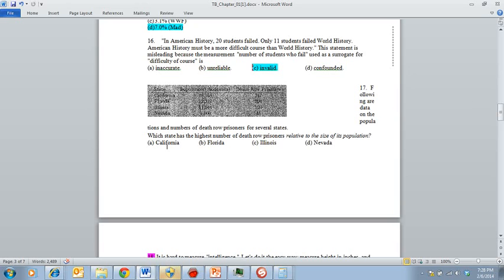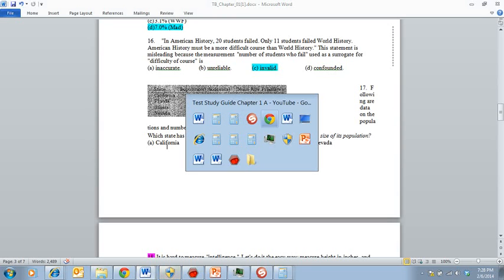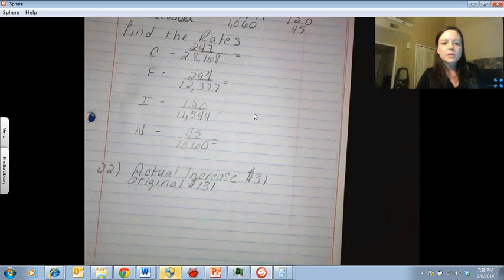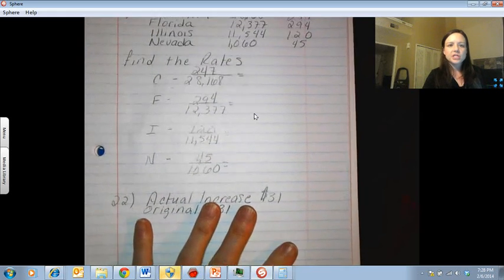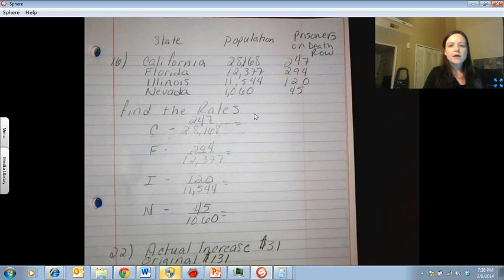It says, which state has the highest number of death row prisoners relative to the size of its population? I'm going to go back to my paper. I have it written out so you can see the numbers. What it wants you to do is put all of these into a ratio, okay? So I wrote it out here. It's hard to see on that other paper.